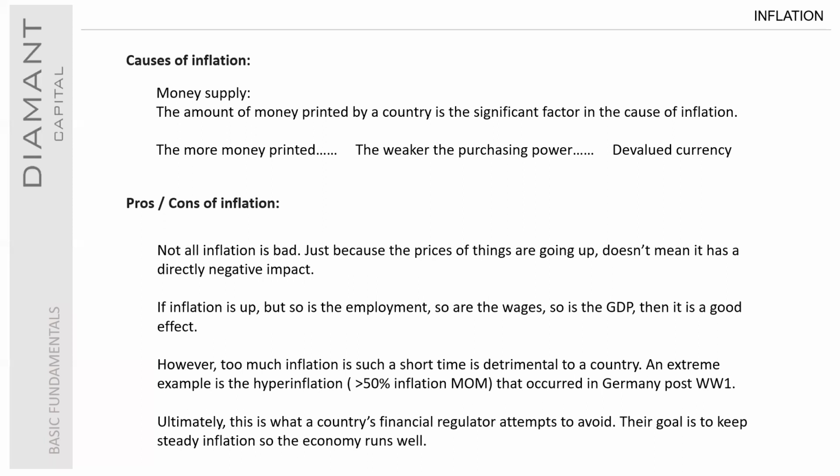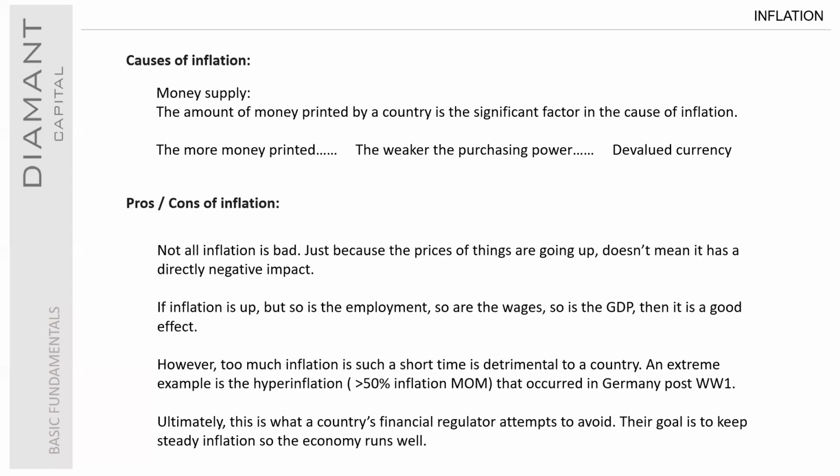So the pros and cons of inflation. Not all inflation is bad. Don't get that wrong. Just because the prices of things are going up doesn't mean it has a directly negative impact. If inflation is up, but so is employment, so more people are getting jobs and are financially stable, so are the wages, so is GDP, then it is a good effect. However, too much inflation in such a short time is detrimental to a country.